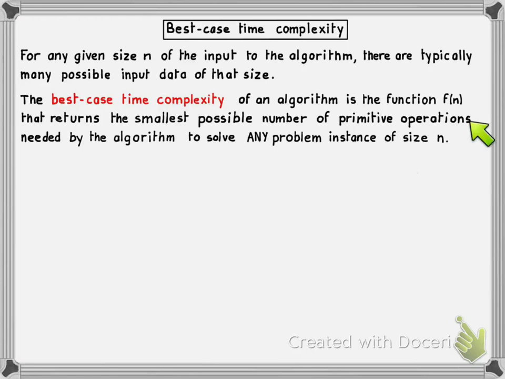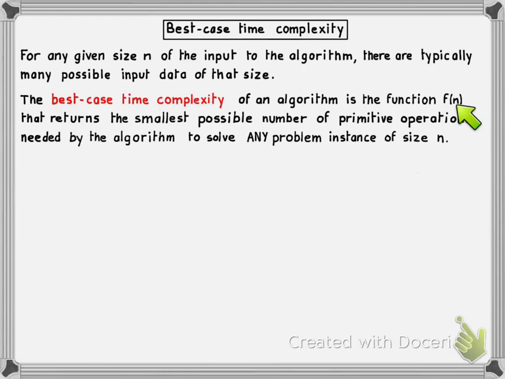And that is defined as the function f of n that returns the smallest possible number of primitive operations that are needed by the algorithm to solve any problem instance of a given size n. So to be clear, we still have a function of n. N is the size of the input.